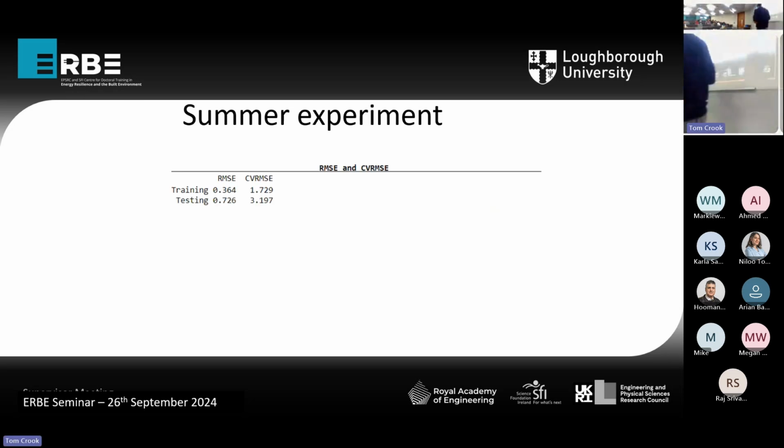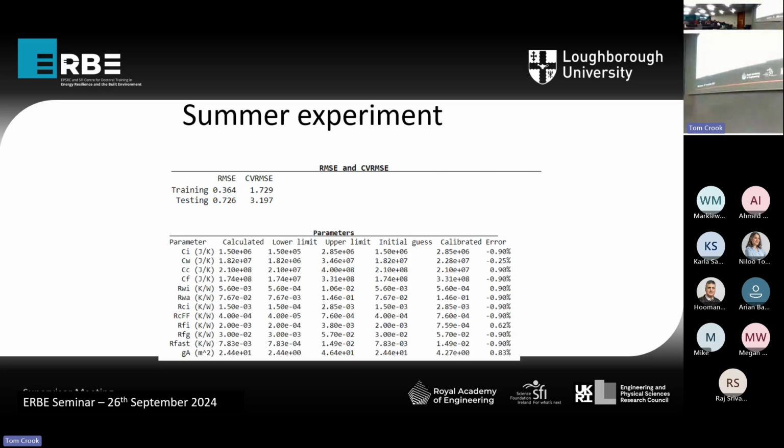In terms of predictions, if you are interested in calibration or comparing models and stuff like that, you know that RMSE and CVRMSE are the indexes that usually are used. But for training and testing, the prediction of the model is not bad. Of course, it can be improved, but more interestingly is the parameter estimation. You see, you have the list of 1, 2, 3, 4, 5, 6, 7, 8, 9, 10, 11, 12 parameters, and that's hugely a lot for an RC model.